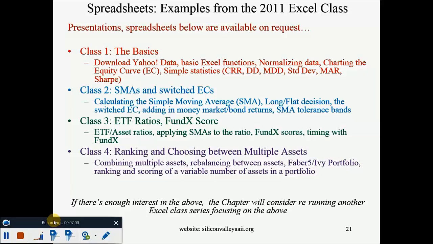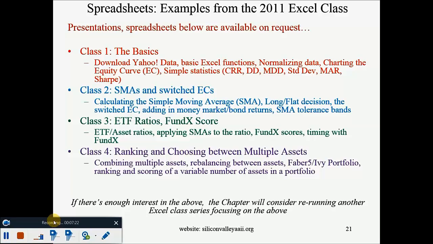So we spent a lot of time on Class 1. Class 2 in this series talks about forming simple moving averages. Talks about, for example, we've talked about the Golden Cross and the Death Cross and such. How could you do that?